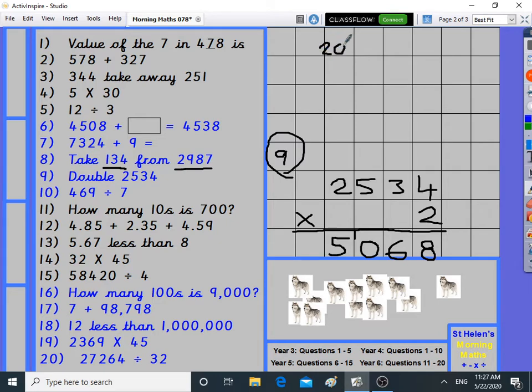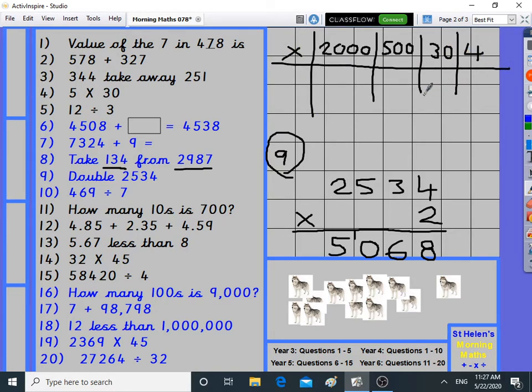There's a lot to do in a grid method. I'm not going to be able to fit things into the squares. 2,534. It's a big old grid method, this. Many people like to use the standard method when things get bigger, but not everybody.